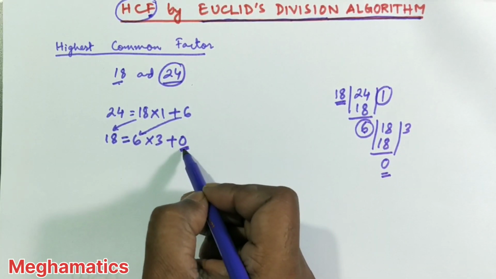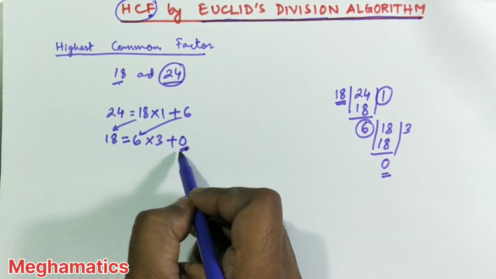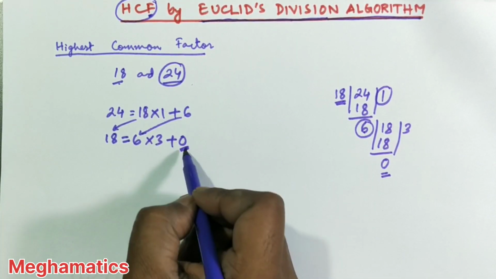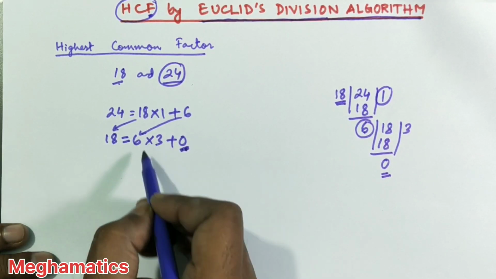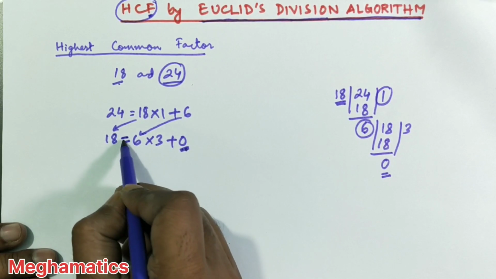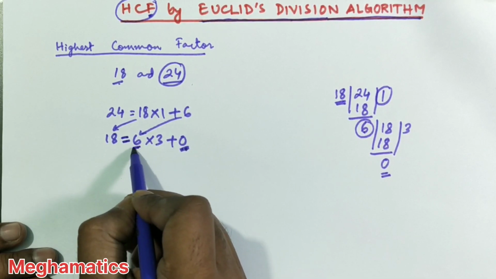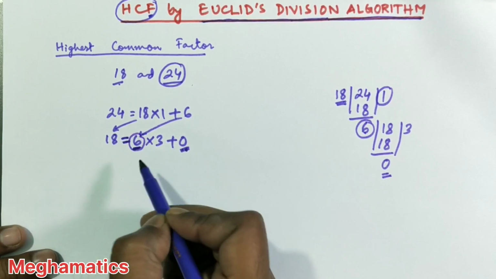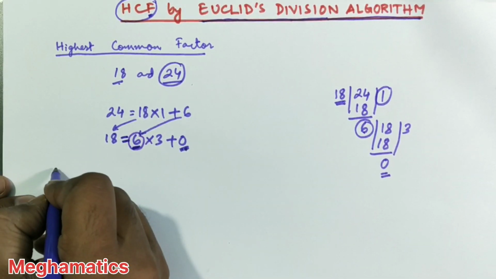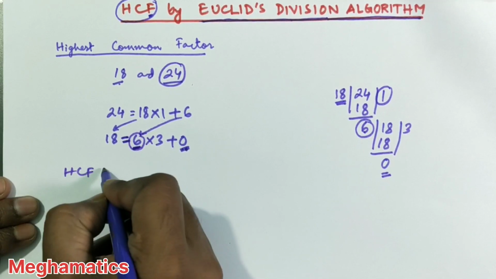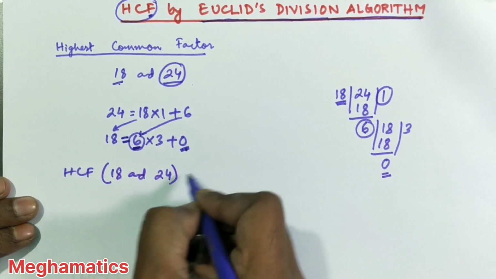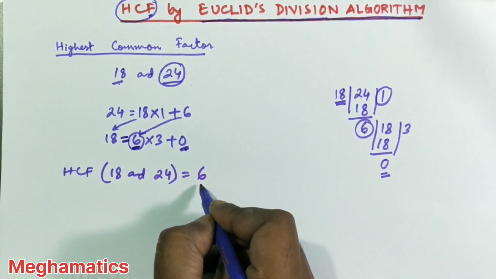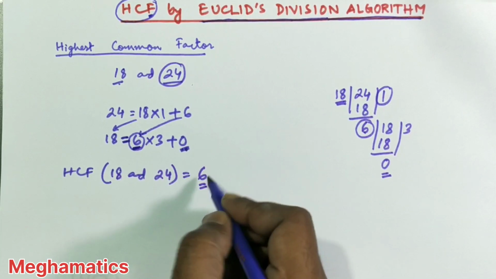Since in this line we have got the remainder as 0, then in the line where we have got the remainder as 0, in the same line we have to see how much is there right after the equal sign. So here is the equal sign, and we have to see the number just after the equal sign, and that is 6. So here we have to write that HCF of 18 and 24 is 6. So this is the way we find HCF by using Euclid's division algorithm.